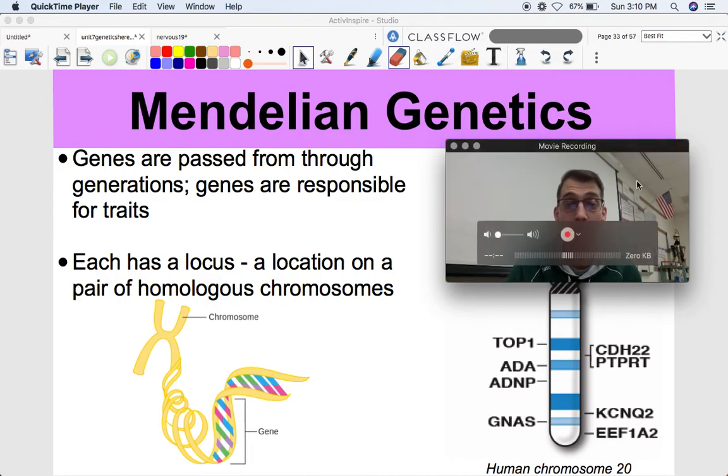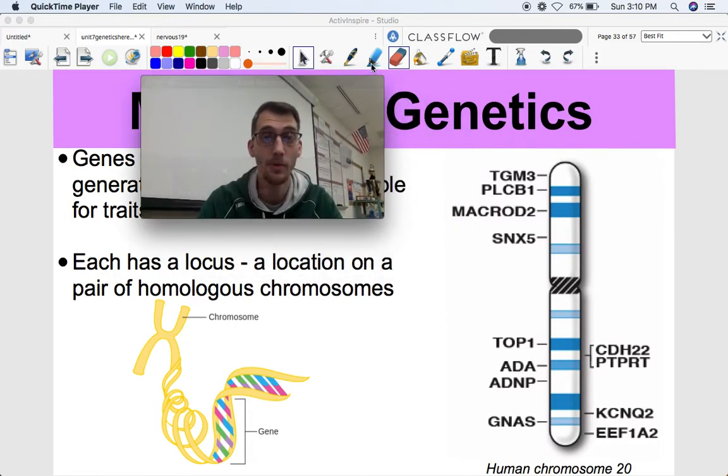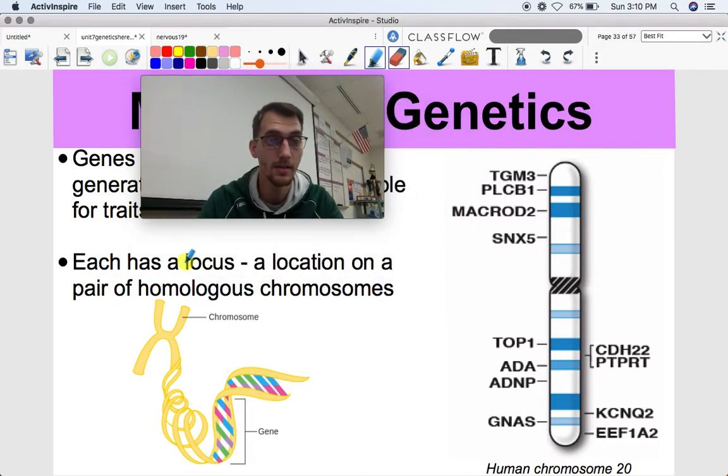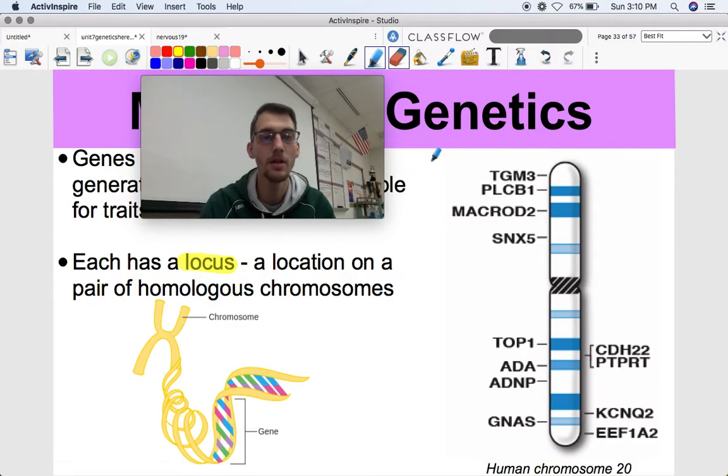Each gene has what we call a locus, and in fact, I'm going to highlight that because that's going to be a good term to know. A locus, which is a location on a pair of homologous chromosomes, right? So this is human chromosome number 20, and these are just a few of the genes that are located on chromosome number 20, and they kind of appear as stripes.